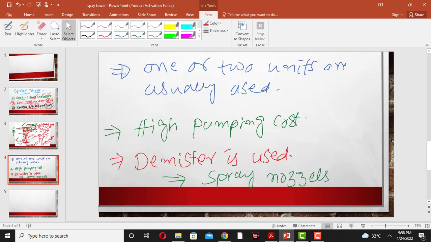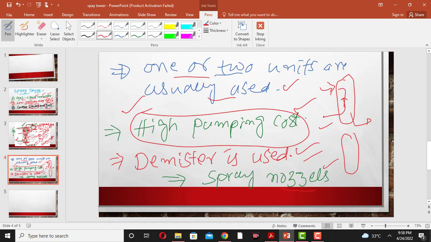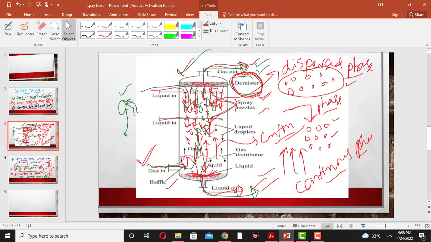Usually one or two units of spray tower can be used in most cases. This is the one unit, this is the second unit. Usually one unit of the spray tower is used. Similarly, the main disadvantage here is that the pumping cost of liquid is high in the spray tower. Here the demister and spray nozzle are used in the spray tower. So this is a simple introduction to the spray tower. It is mostly used in separation processes and gas absorption processes.